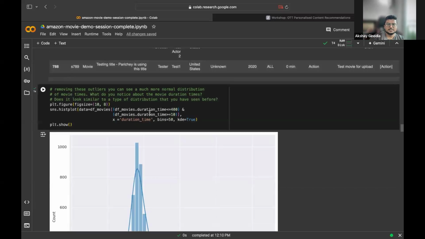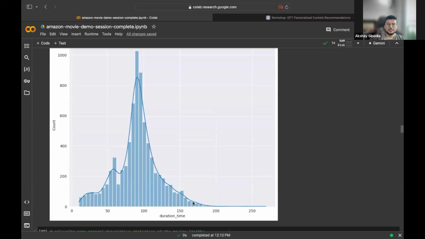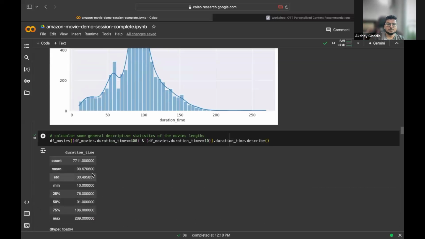So what we do next is first filter on getting only those movies which are less than 400 minutes. Now we are also filtering on movies which are greater than 10. So we're looking at movie duration which is between 10 to 400 minutes. Okay, and now our curve becomes even smoother. Now if we do a value counts or do the describe function to get the statistics, we can see the minimum duration of the movie is 10, maximum is 269.